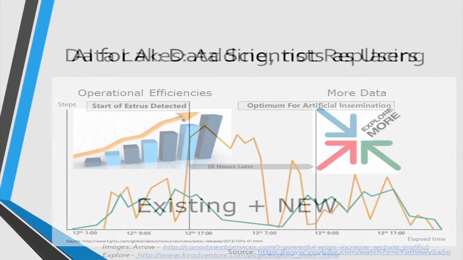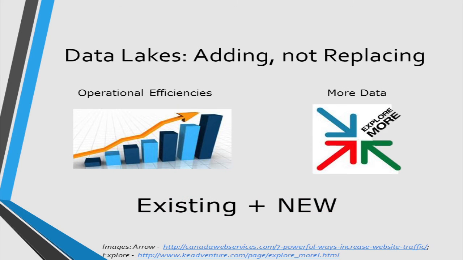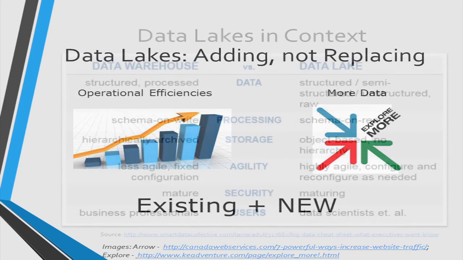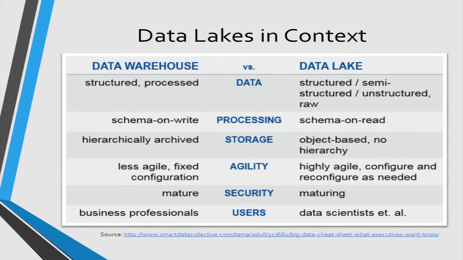So data lakes are adding, not replacing. You have operational efficiencies with data warehousing that's been going on. But now you have lots more data hitting that warehouse. And the controversial part about this is whether you keep all the data or if you're selective in what you store. Here is an article graphic from the source shown there, a cheat sheet, what data executives need to know, comparing a data warehouse to a data lake. I'm sure many of you are familiar with these types of topics.